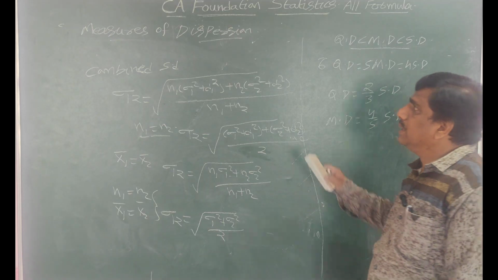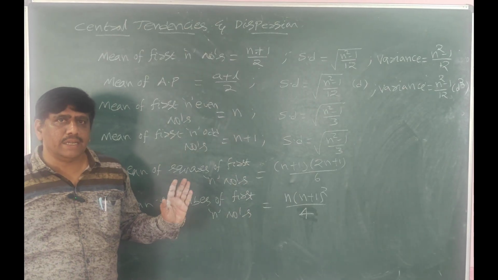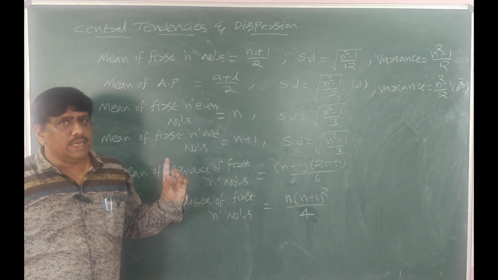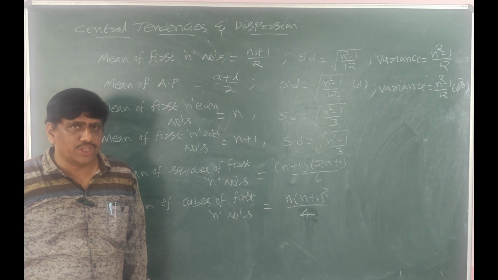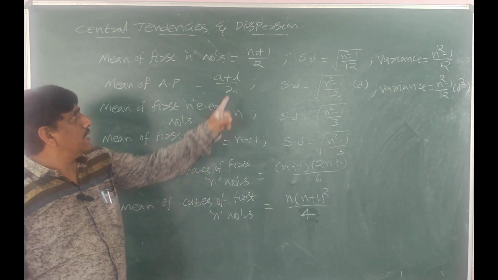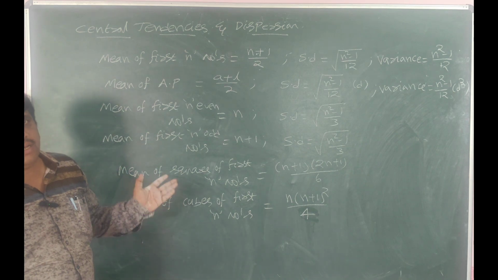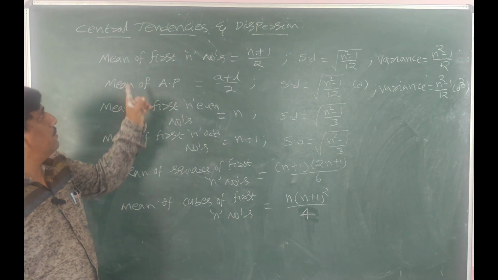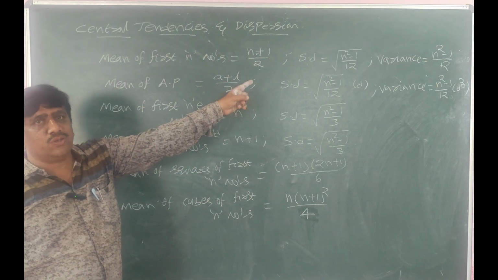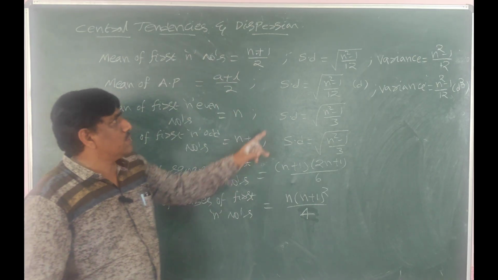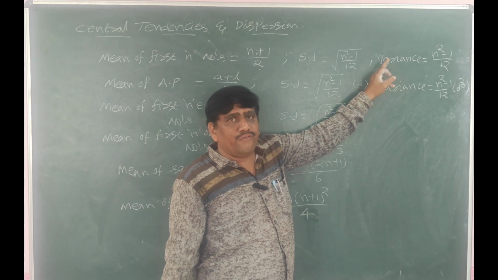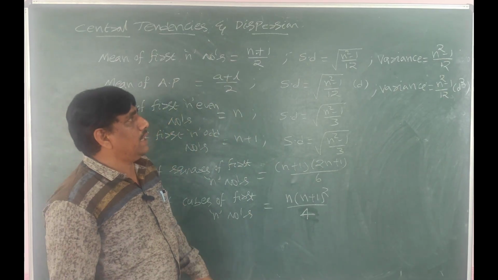Okay, next, after discussing central tendency and dispersion formulas, there are some more formulas covering central tendency and also dispersion. First of all, the arithmetic mean of the first n natural numbers. The formula is n plus 1 by 2. If there are 10 natural numbers, 10 plus 1 by 2 is the mean. And for SD of the first n natural numbers, the formula is root of n square minus 1 by 12. Variance means the square of SD, so the variance of the first n natural numbers is n square minus 1 by 12.